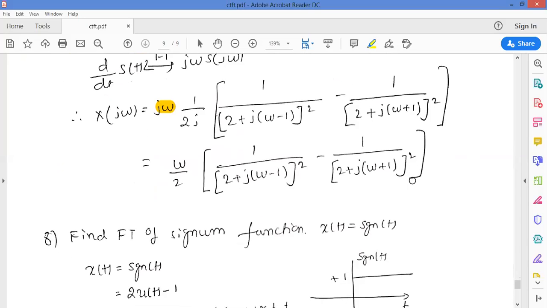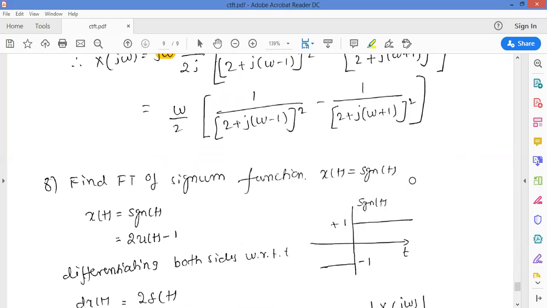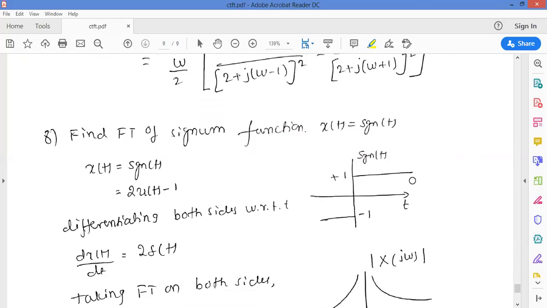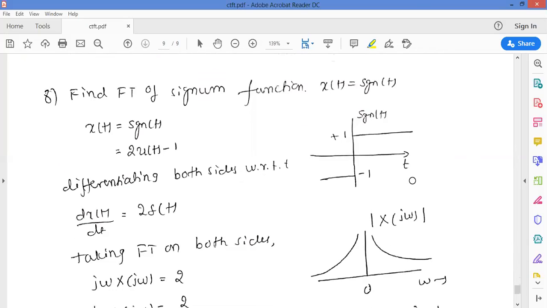Okay. Now let's take the last problem. Find the Fourier transform of a signum function, x of t is equal to sgn of t. Now, what is your sgn of t? Sgn of t is plus 1 when t is more than 0 and sgn of t is equal to minus 1 when t is less than 0. At t equal to 0, strictly speaking, it is 0, but what we generally believe is more than 0 is 1 and less than 0 is minus 1.